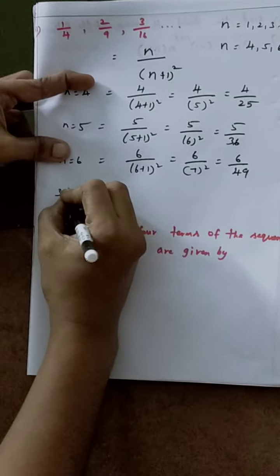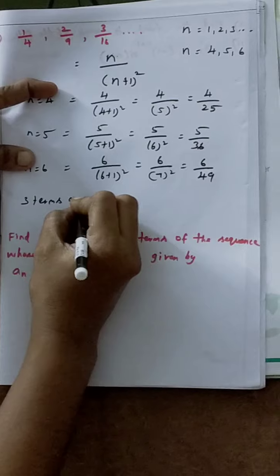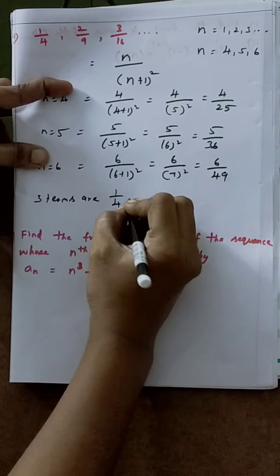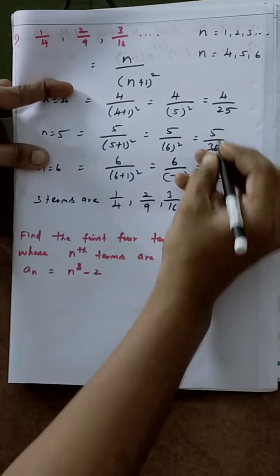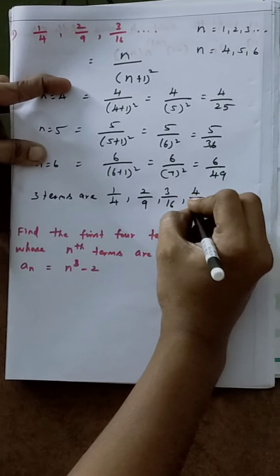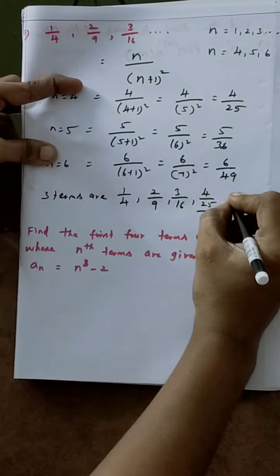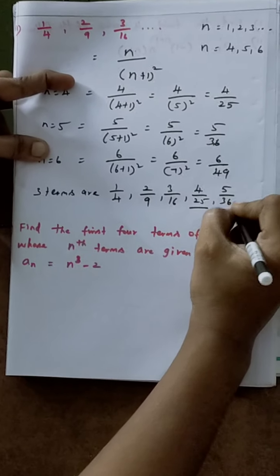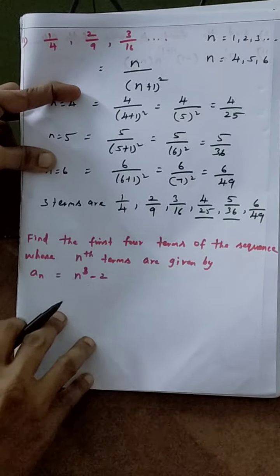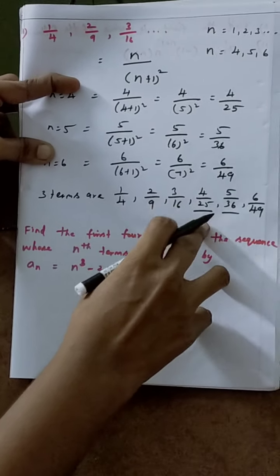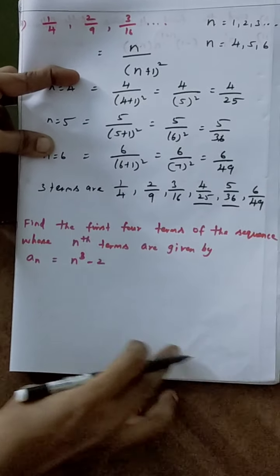The next 3 terms are 1 by 4, comma 2 by 9, comma 3 by 16, comma, write down the next one 4 by 25, comma 5 by 36, comma 6 by 49. Okay, the next 3 terms are 4 by 25, 5 by 36 and 6 by 49.